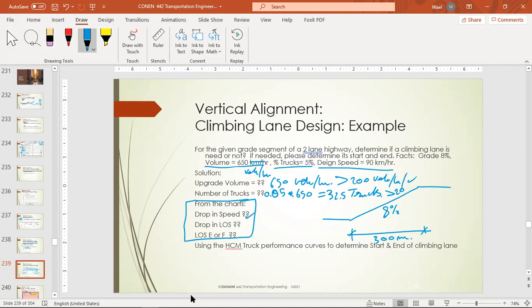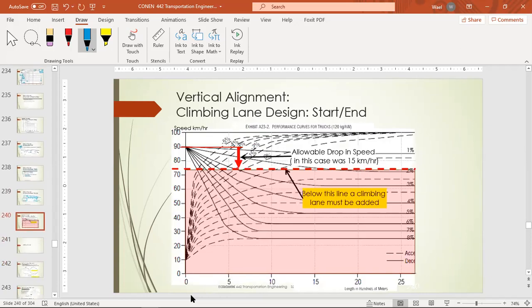Okay, then from the chart we need to determine the drop in the speed, or there's a drop in the level of service, from E to F. In this case, we go and use this chart. This chart says that if there's a drop below the 15, then we must add a climbing lane.